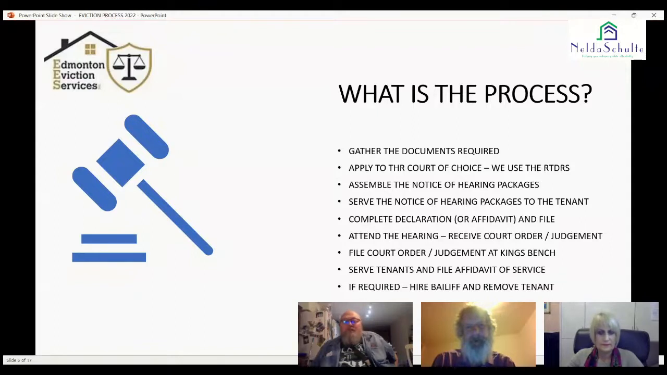So you complete a declaration and file. If it's in the upper 2 courts, you've got to do an affidavit rather than a declaration. You attend the hearing, and you get the court order and the judgment. You file it, and then you serve the tenants with the filed copy, the official copy. And then if they don't leave, you've got to hire a bailiff. So let's explore that a little bit here.